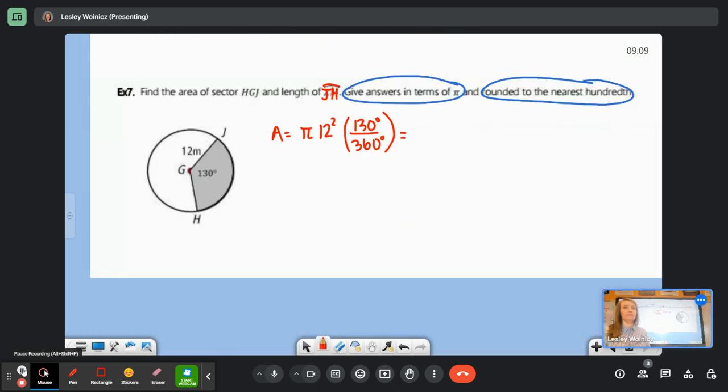We're actually in the area. I'm getting 52 pi squared. And then I can just multiply that by pi, and I get approximately 163.36 meters squared.